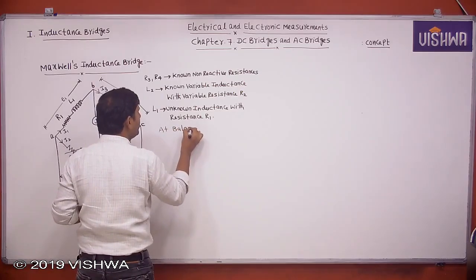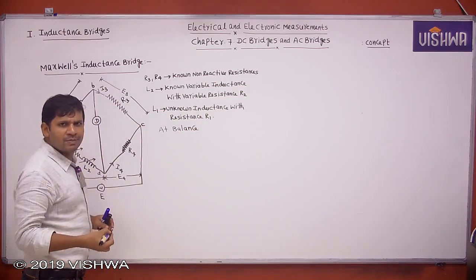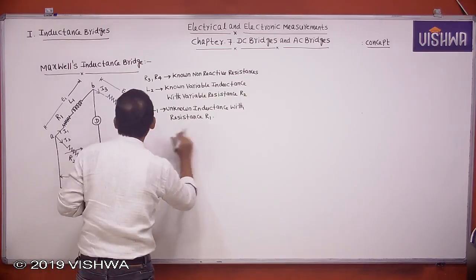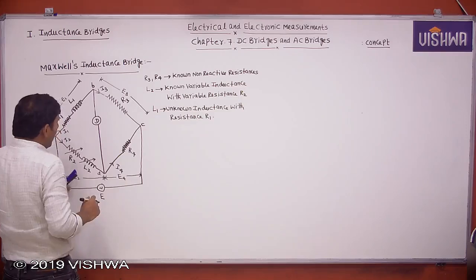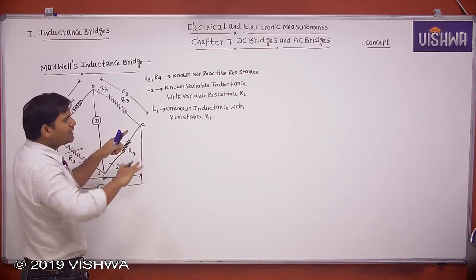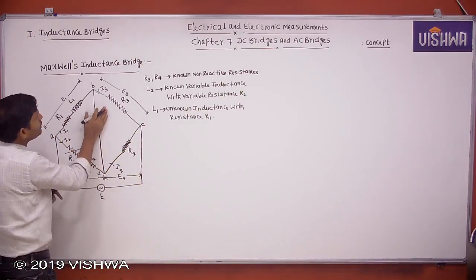At balance, in every bridge I will follow the concept like this only. First, at balance. Before that, you listen please. At balance condition there is no current through the detector. All these I am simplifying. All this analysis I am doing at the balance condition only. At balance means there is no current through the detector.